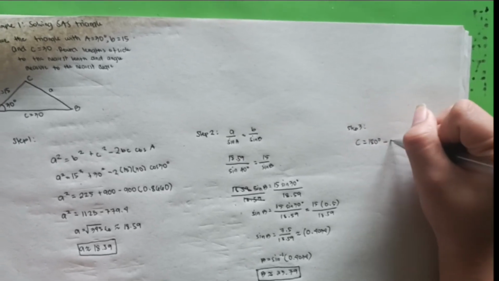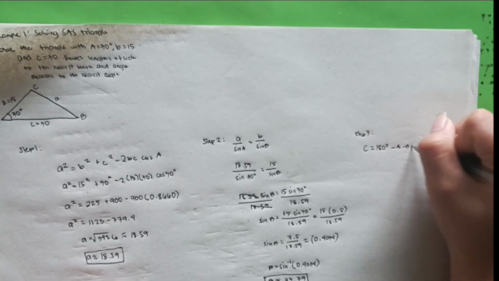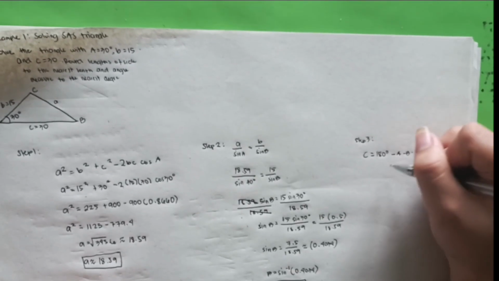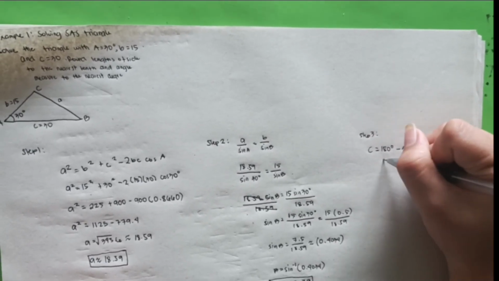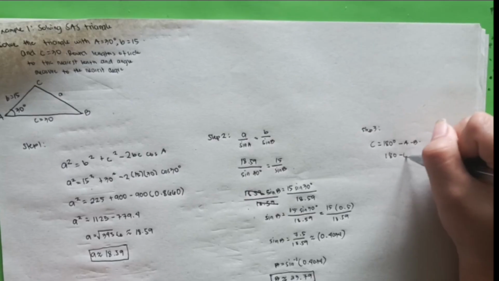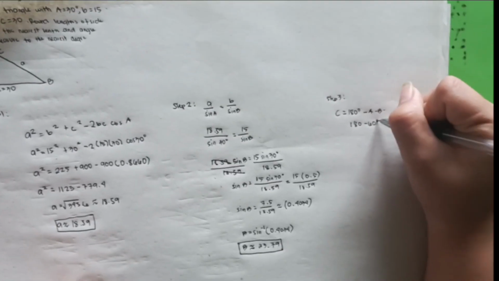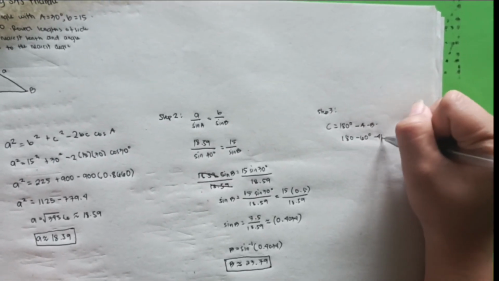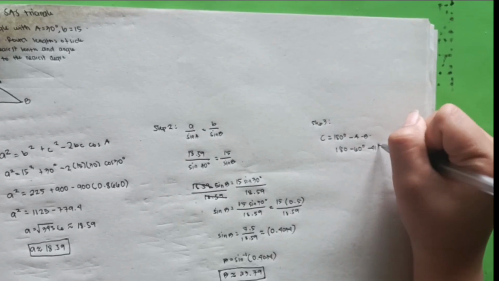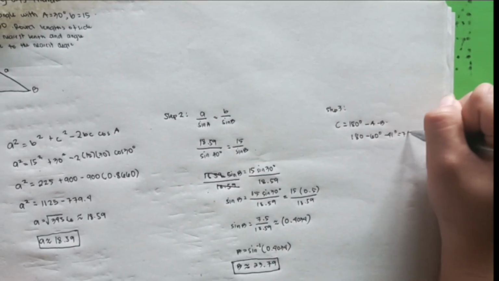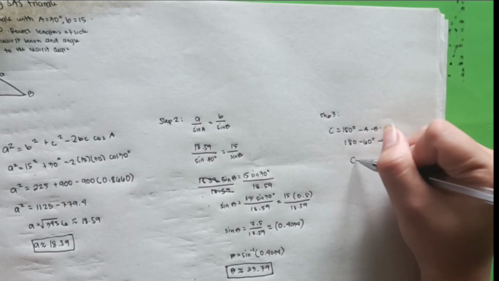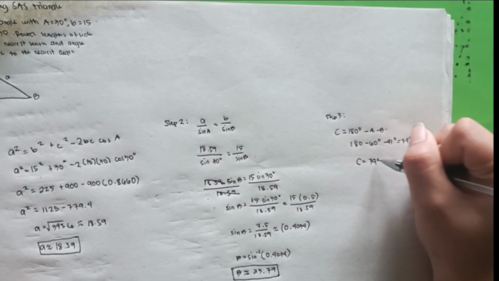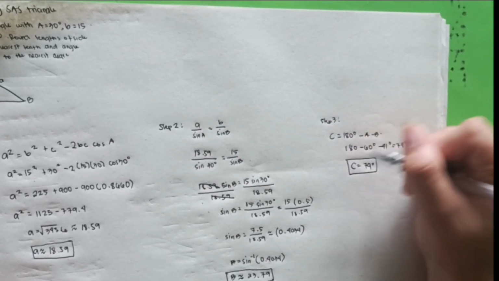Step 3. Find the third angle. We will subtract the measures of the given angle and the angle found in step 2 from 180. So C equals 180 degrees minus A minus B. Then we will substitute the given values, and angle C is approximately equal to 79 degrees.